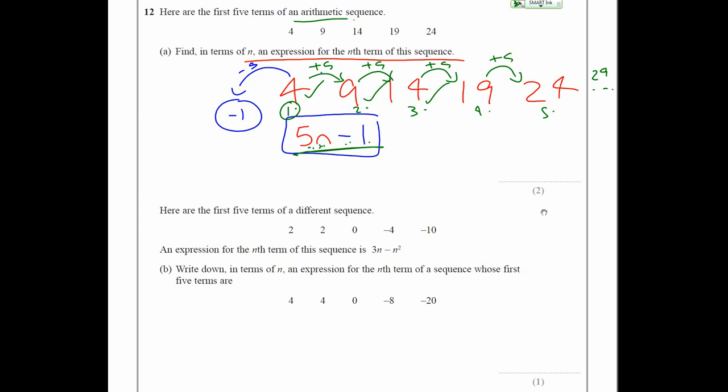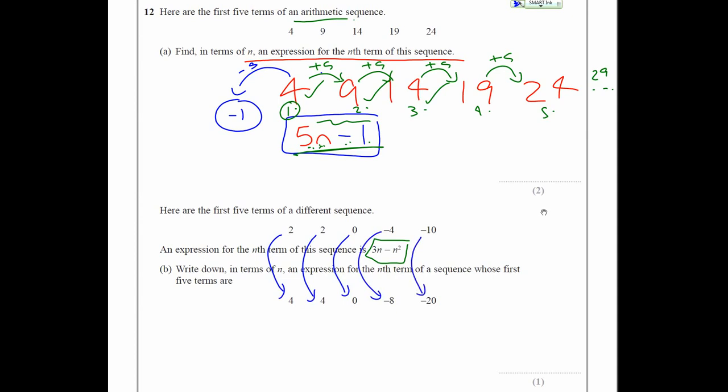Here are the first 5 terms of a different sequence: 2, 2, 0, -4, -10. An expression for the nth term of this one. Look at that complicated formula. Ours was much nicer. Write down, in terms of n, an expression for the nth term of the sequence whose first terms are as shown below. Look at this. Can you see a pattern of how to get from what we know to the new one?